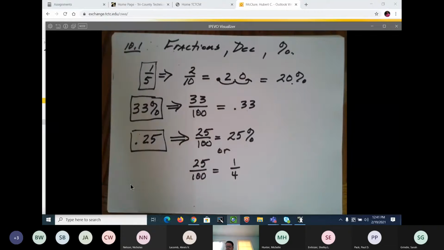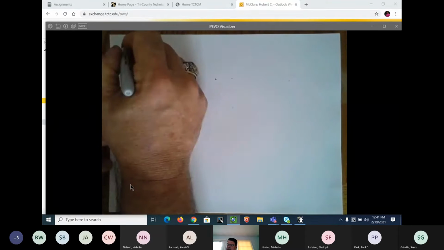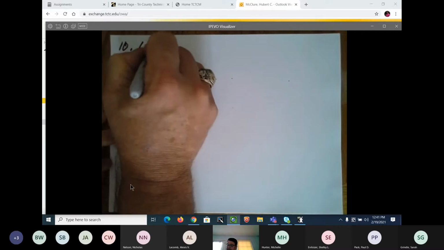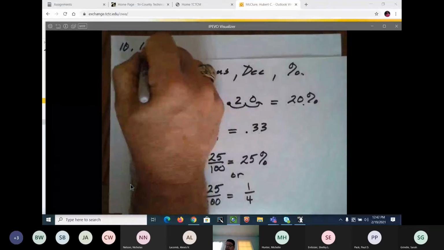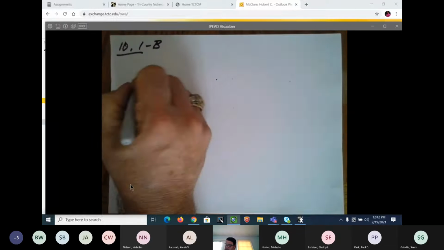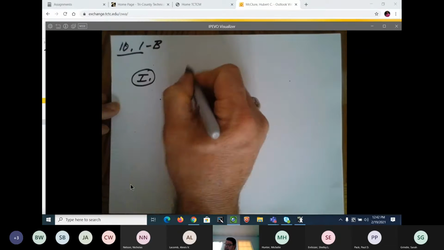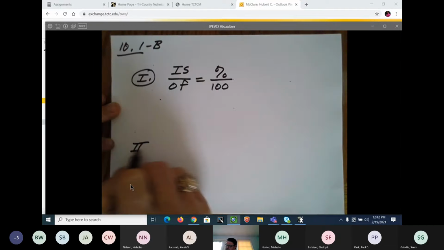Now, the second part of 10.1 is what I want you to really concentrate on. This is 10.1a, this is 10.1b, and b is divided into two parts: is of percent over 100, and the Walmart equation.